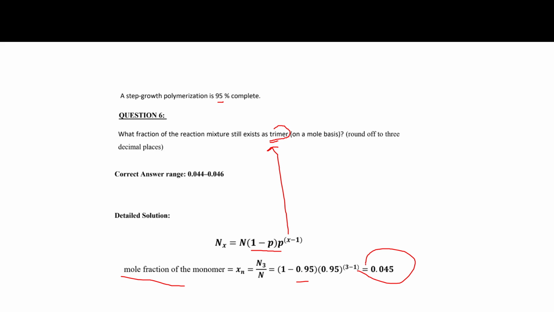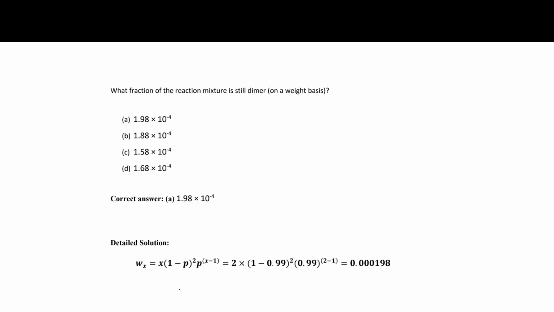So similar type of problem, like for the cases of dimer or tetramer, you have to change only that x value, and we can easily get the mole fraction value from this equation. Similarly, for the application of what fraction of the monomer is still in the dimer condition, if you use the wx equation, how much weight fraction is in the dimer condition? For the dimer, the x value will be 2.